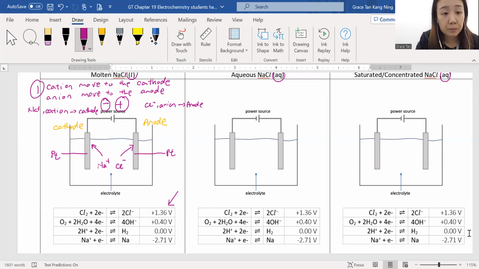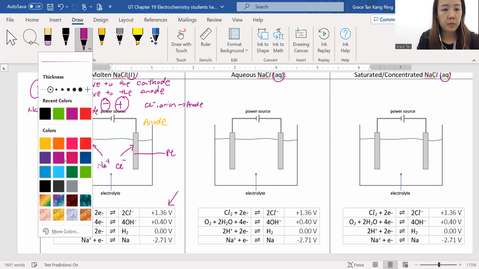Now number two: what type of reaction is at the anode and what type of reaction is at the cathode? So principle number two is this.